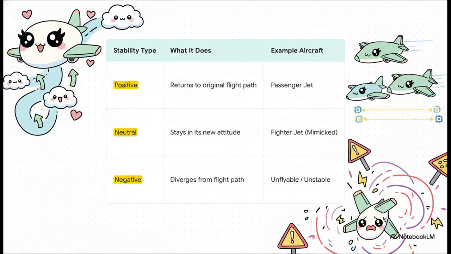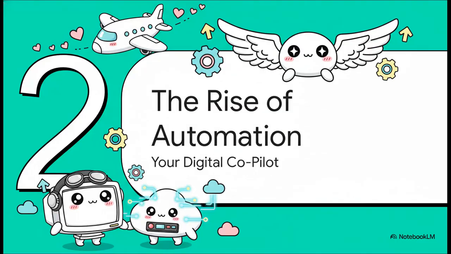So let's break it down into three types. The passenger jet you fly on, it has positive stability. You nudge it, and it wants to go right back to flying straight and level. It's comfortable. Then there's neutral stability, where if you push it into a bank, it'll just stay in that bank. Fighter jets often use computers to make them fly like this. And then you've got negative stability, and that is pure chaos. Any tiny disturbance just gets worse and worse. Without a computer helping out, it's completely unflyable. And that last one, that need for a computer to constantly help out, that's what basically threw open the cockpit door and invited our digital co-pilot inside.